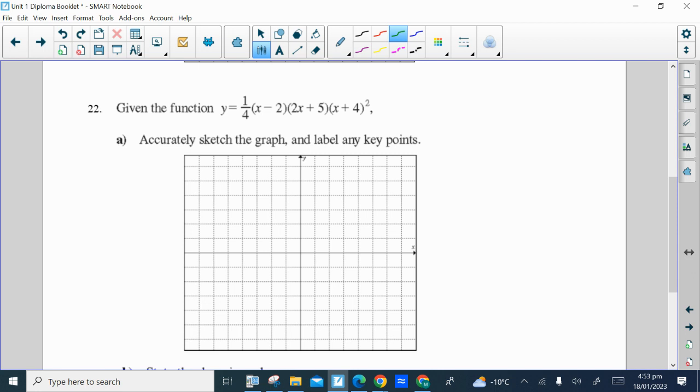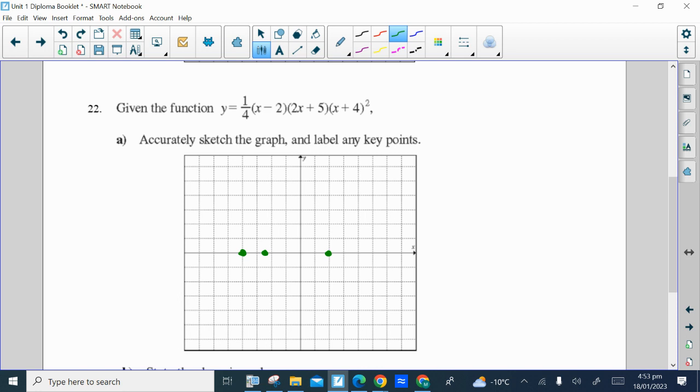We want to graph that one. It says accurately sketch the graph, label any key points. So, first thing is we have x minus 2 is a factor, so 2 is an x-intercept. 2x plus 5 is a factor, so -5 halves, or -2.5, is an x-intercept. x plus 4 is a factor, which means -4 is an x-intercept. But because it has a multiplicity of 2, the graph's going to bounce off the x-axis there.